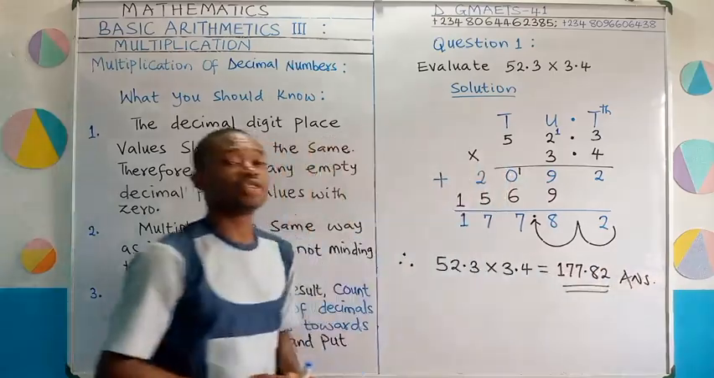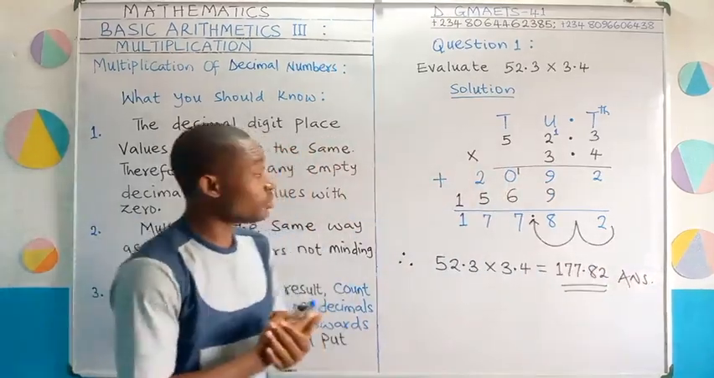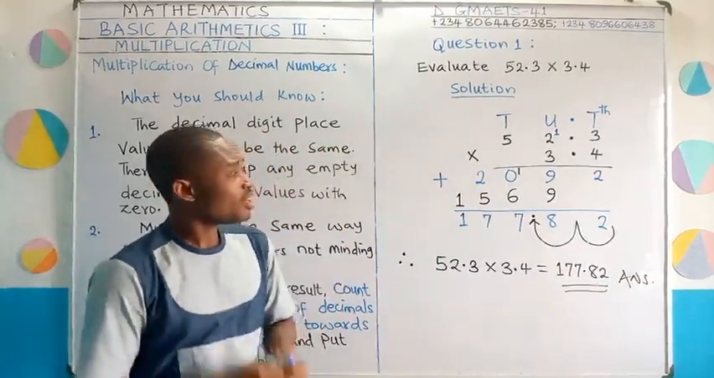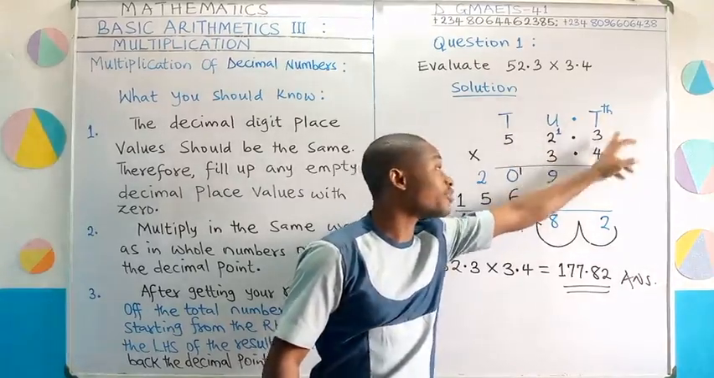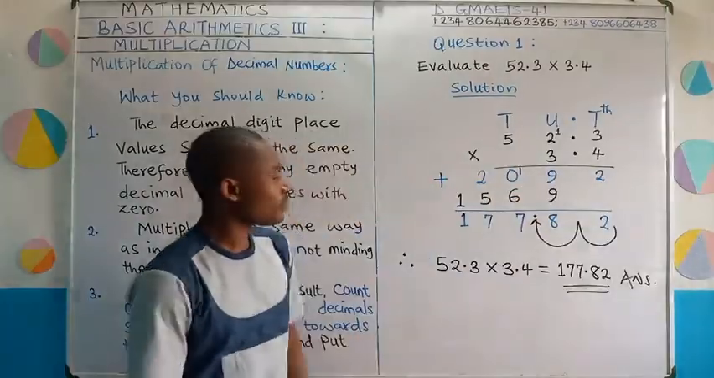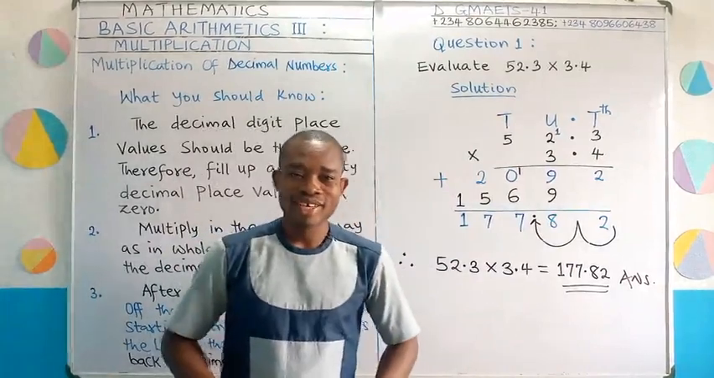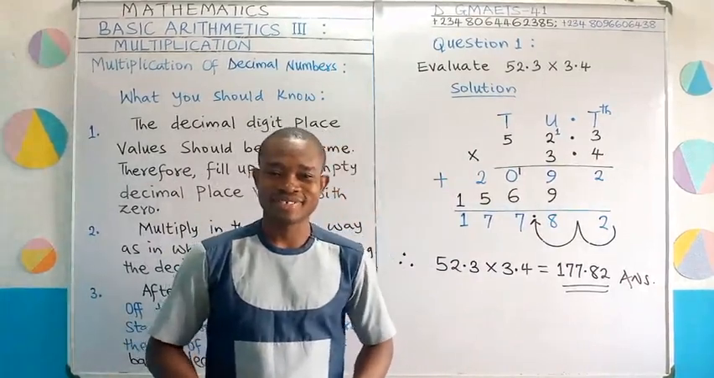So that is how we handle multiplication of decimal numbers. It's simple, okay? Here we did not fill any place value with 0 because there is no empty place value in the decimal digit part. Let us look at question number 2 and see how it goes.